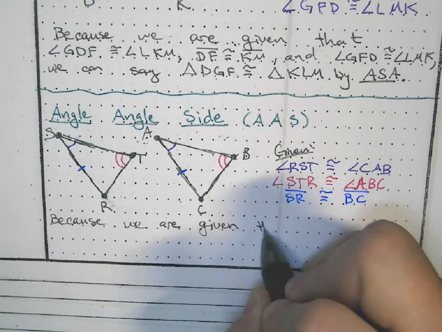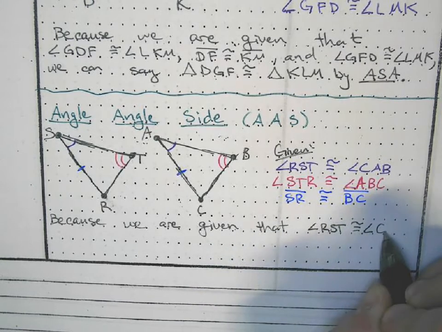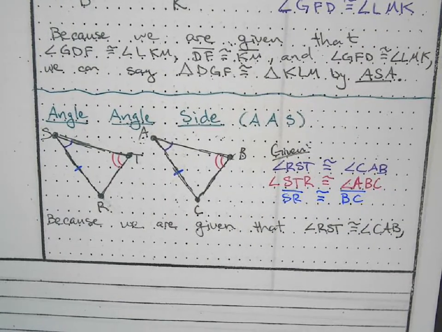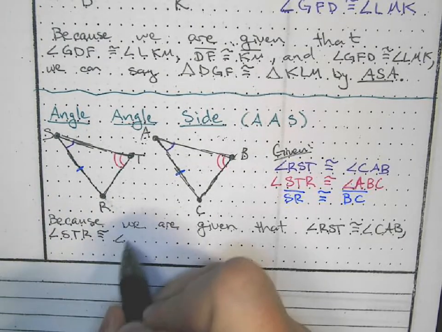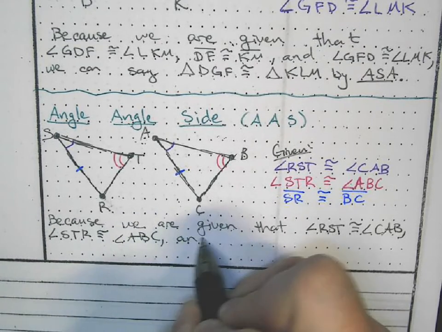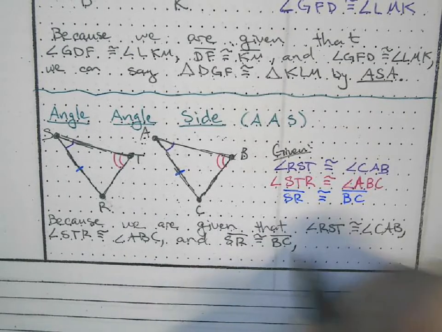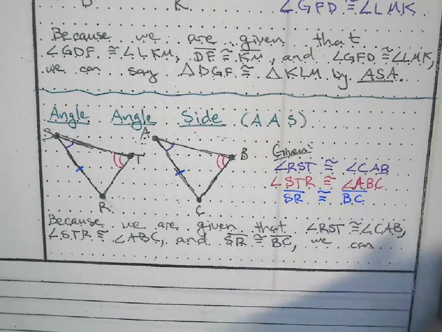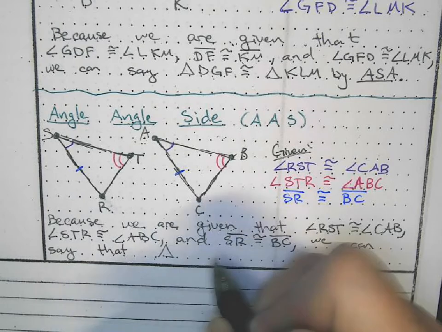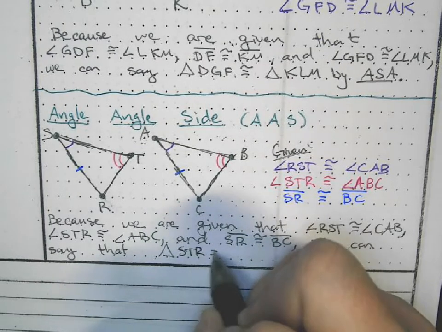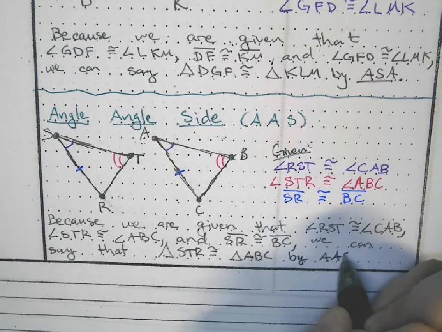Because we are given that angle RST is congruent to angle CAB, angle STR is congruent to angle ABC, and side SR is congruent to the side BC, we can say that triangle STR is congruent to triangle ABC by angle, angle, side.